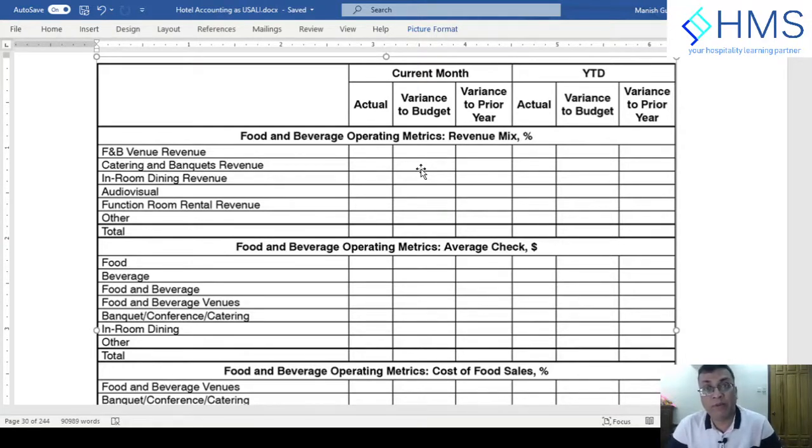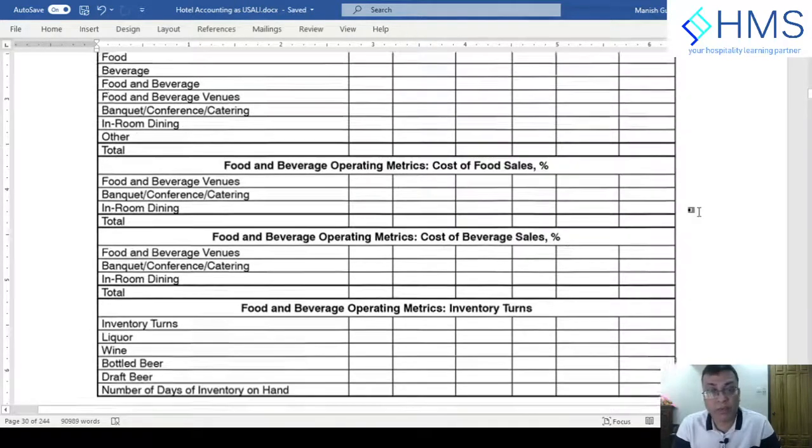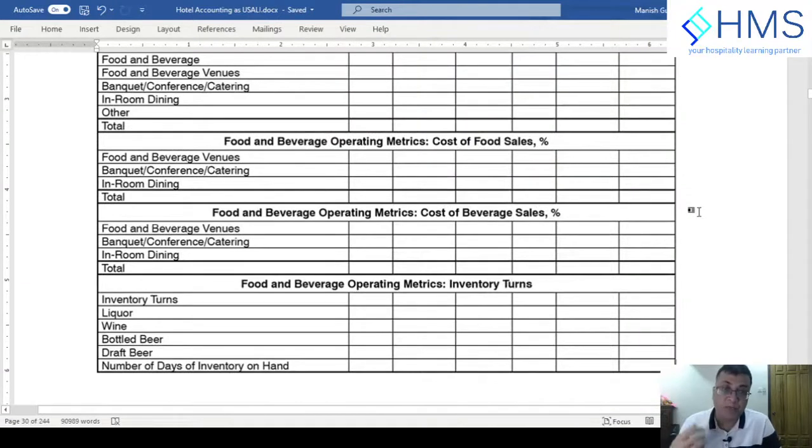The year to date will also obviously follow from the opening of your financial year, whatever the hotel is using. The next is the cost of food sales for food and beverage venues, banquet and in-room dining, and then the cost of beverage for venues, banquet and in-room dining. And then you will have some inventory turn.